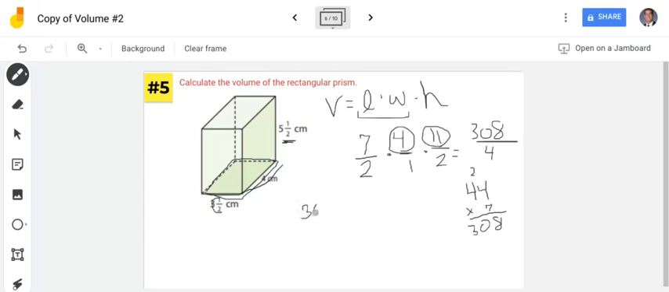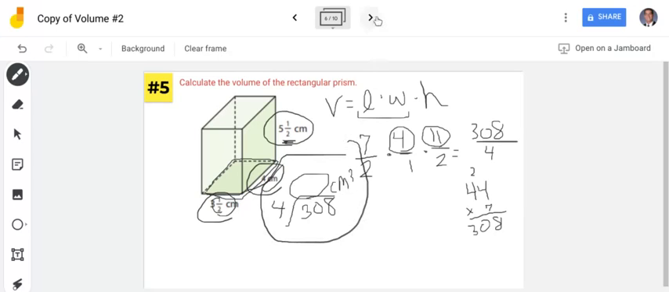So let's make it mixed by dividing the top by the bottom. 308 divided by 4, I will leave that to you to figure it out. But be sure you label correctly. We have centimeters times centimeters times centimeters, which would be centimeters cubed. Okay, so you make 308 over 4 a mixed number and label centimeters cubed.